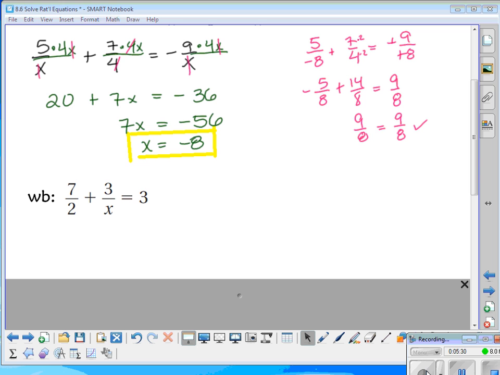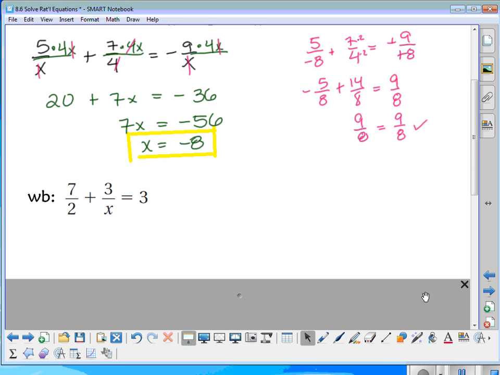So on your whiteboards, I've got 7 over 2 plus 3 over x is equal to 3. So figure out the lowest common denominator, then multiply everything on top by the lowest common denominator.